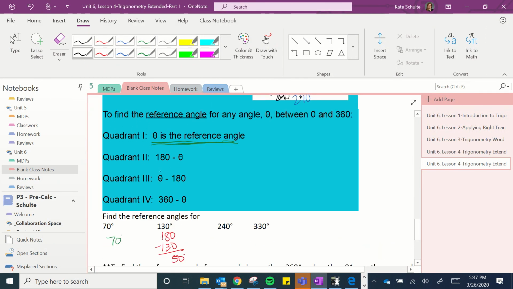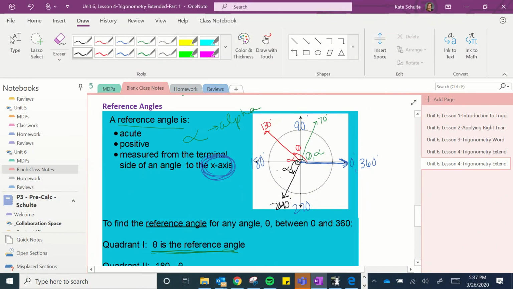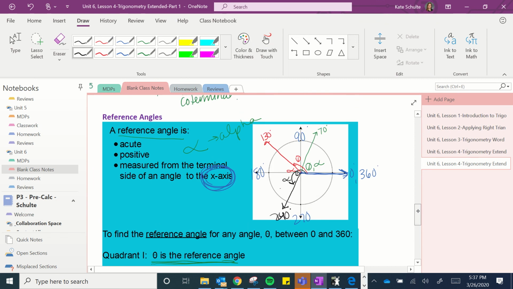Right, so this is now your theta measure minus 180, so that's going to be 240 minus 180, which is 60. Okay, so this alpha here, this reference angle is 60. All right, last one, 330.